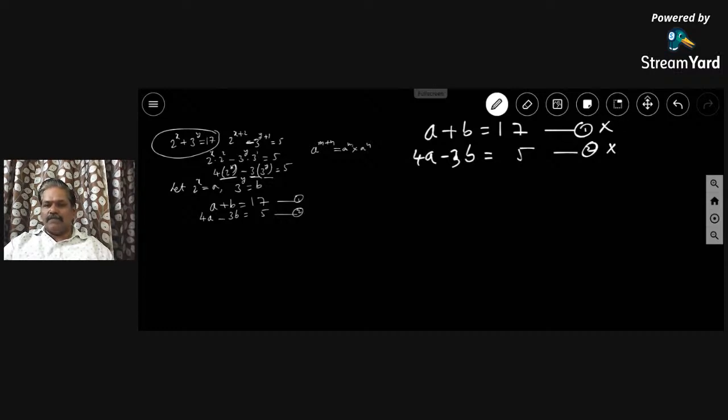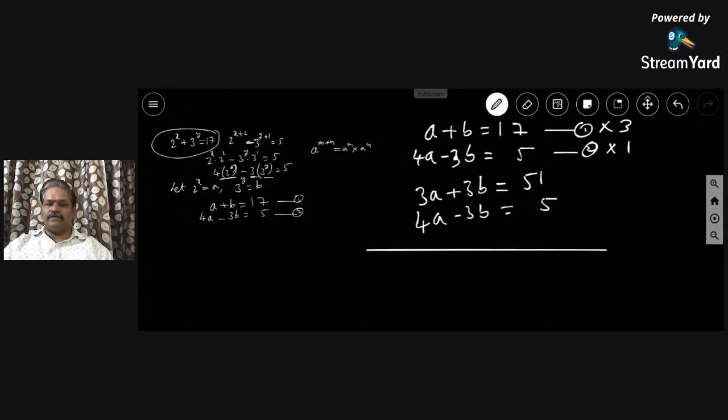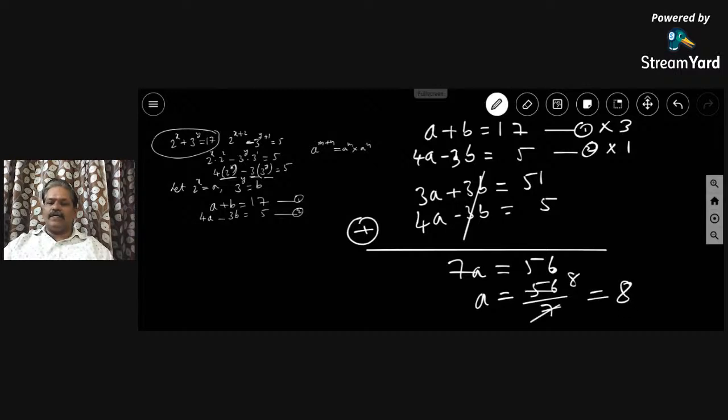So I'll multiply the first equation with 3 and the second equation with 1. So 3a plus 3b equal to 17 times 3, which is 51, and 4a minus 3b equal to 5. Now adding, plus 3b and minus 3b get cancelled. 4a plus 3a, that is 7a, equal to 56. The value of a is 56 by 7, that is 8. So the value we got for a is 8.